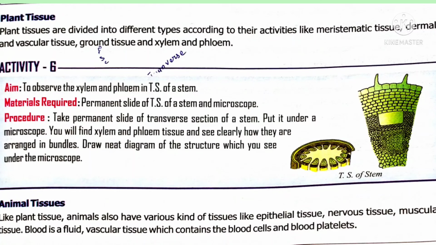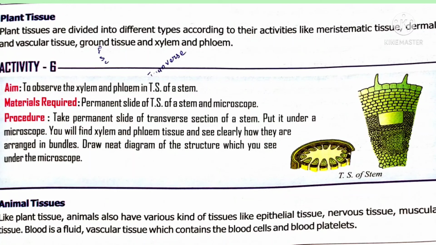Materials required: a permanent slide of TS. What is TS? It is a transverse section of a stem, and a microscope. Procedure: take the slide of this transverse section of the stem, that means a cross-cut portion of the stem, and put it under the microscope.